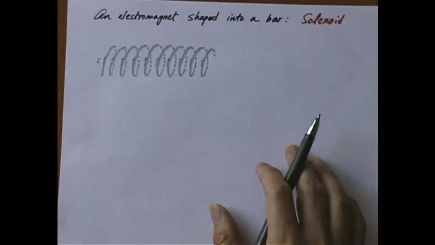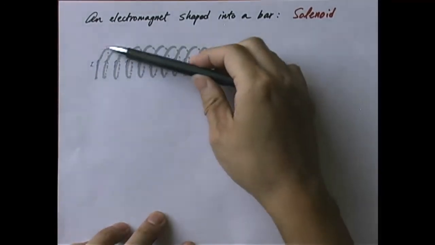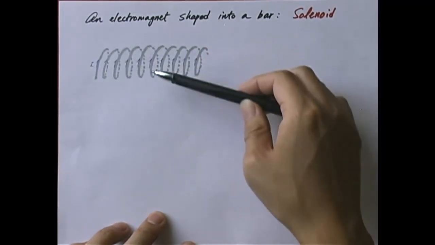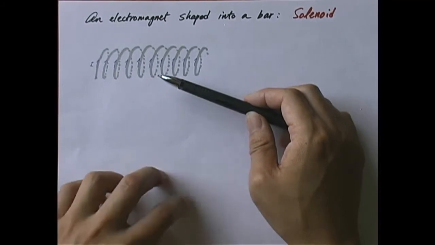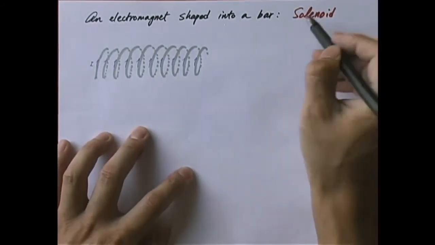Now, infinitely large sheets of current and infinitely long wires, these things are only academic. They do not exist in real life. However, I can take a very long wire and bend it into loops like this, tightly wound together. I will get a device that I can use in real life, and it's called a solenoid.